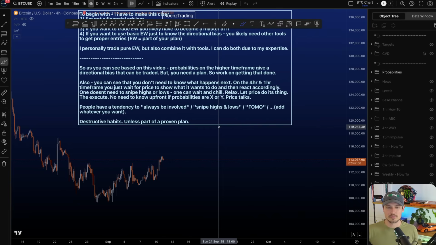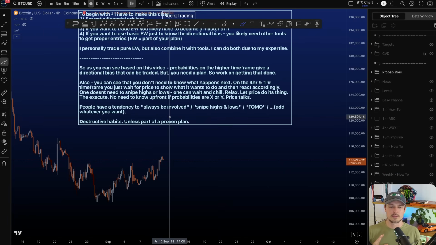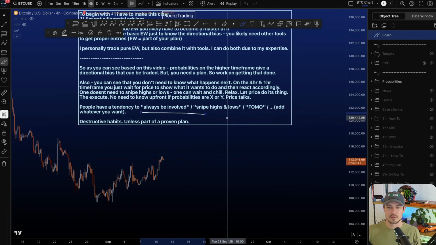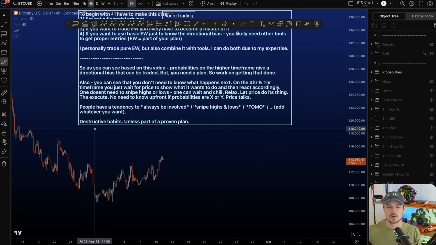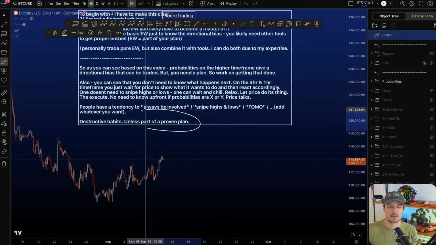They always want to be part of every little move. On the 1 hour, many people also trade very, very low time frame, which is fine. Everyone has their own style, scalping, day trading, or swing trading. But a tendency to be involved can also be related to having the chart open all day, but not having the mental control of letting price do its thing and wait for your plan to actually come to fruition. Tendency to be involved, sniping highs and lows, FOMO, add whatever you want. Those are also oftentimes destructive habits unless part of a proven plan.